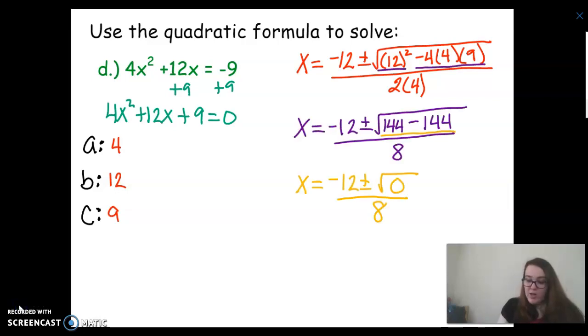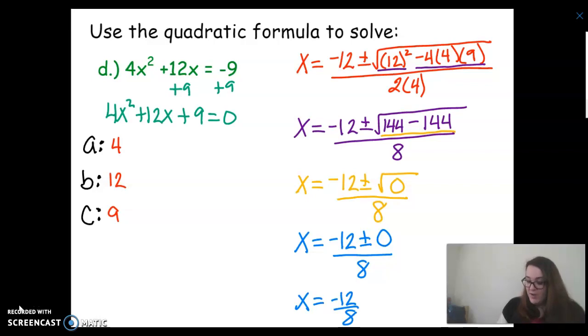So you will notice that under your square root symbol, you actually end up with a 0. Well, what is the square root of 0? The square root of 0 is 0, so you end up with -12 plus or minus 0, all over 8. Well, -12 plus or minus 0 is, sorry, -12. -12 plus 0 is -12, -12 minus 0 is -12. So now I actually have -12 over 8, which simplifies one last time because they both divide by 4 to be -3 over 2.